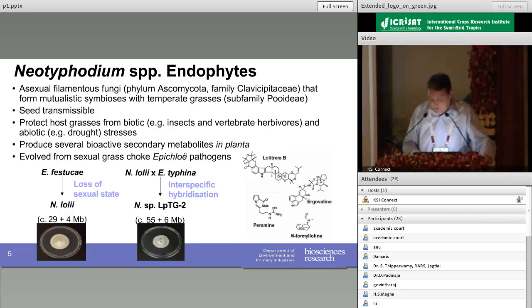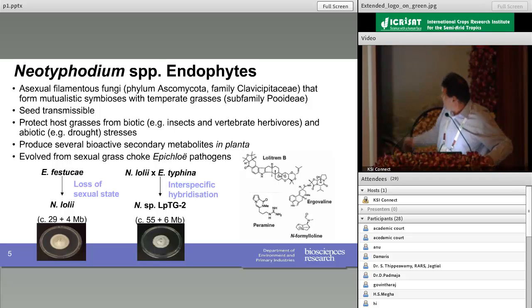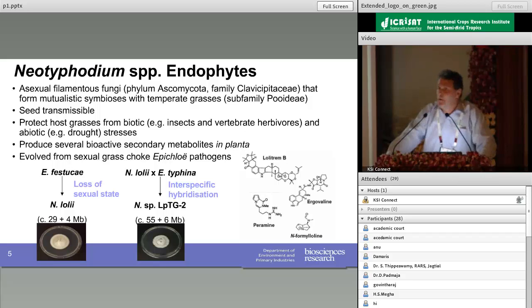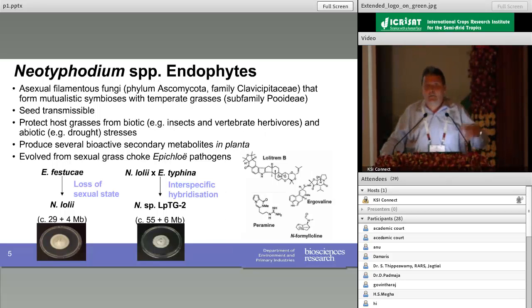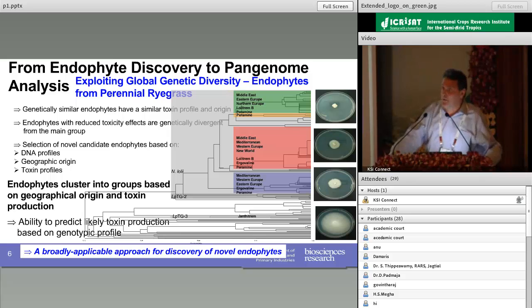And here you see also some of the bioactive molecules, and some of them are beneficial in a sense for pasture performance, since they will confer resistance, say, to insect pests. But others obviously have an anti-mammalian herbivory activity, such as lolitrem B, and also ergovaline, and are undesirable. So the way that we approach that is considering, in a sense, the symbionts as part of the germplasm collections that we want to deploy in the genetic improvement process, starting from a global endophyte discovery, and then characterizing that through to pangenome analysis.